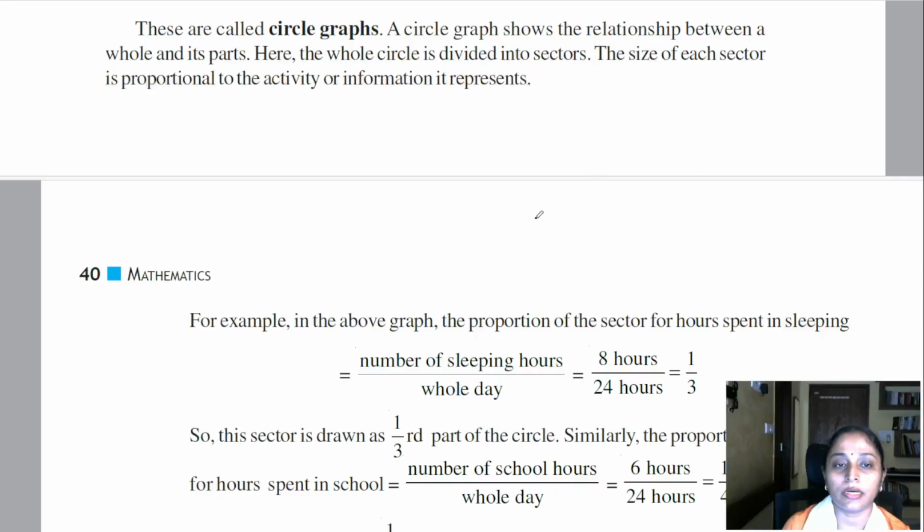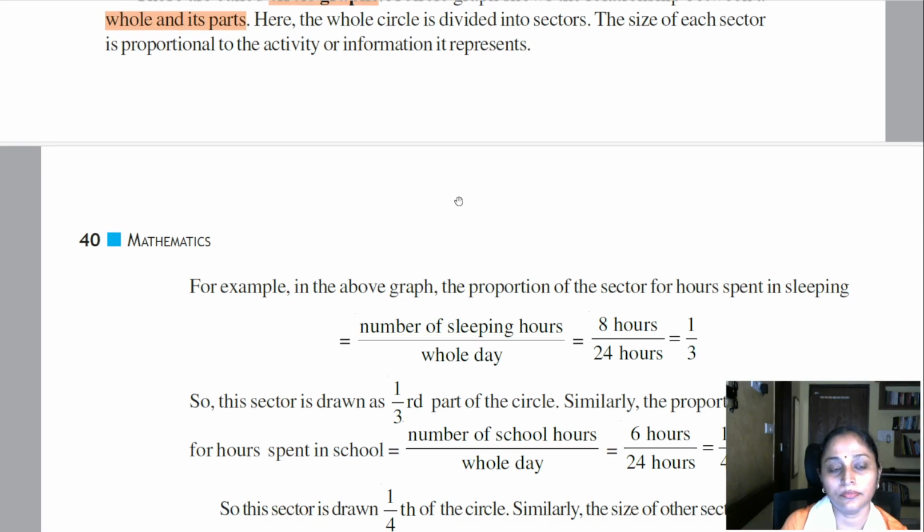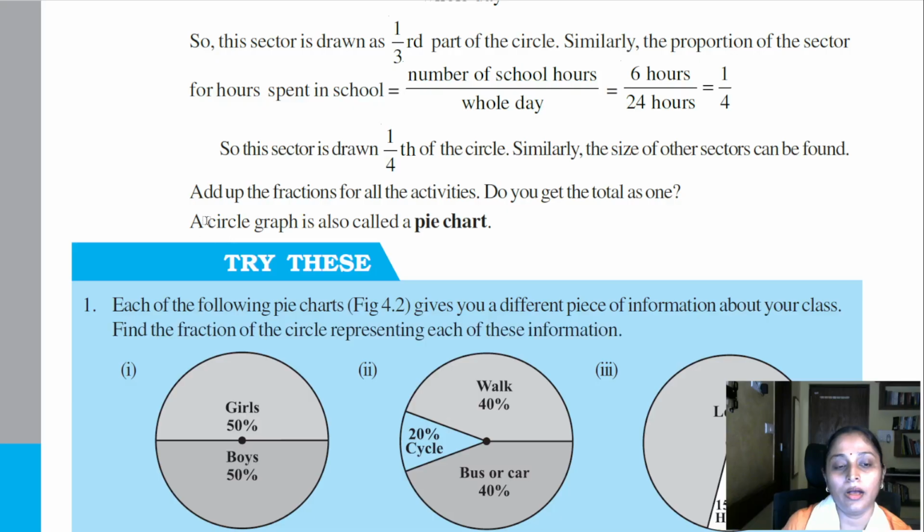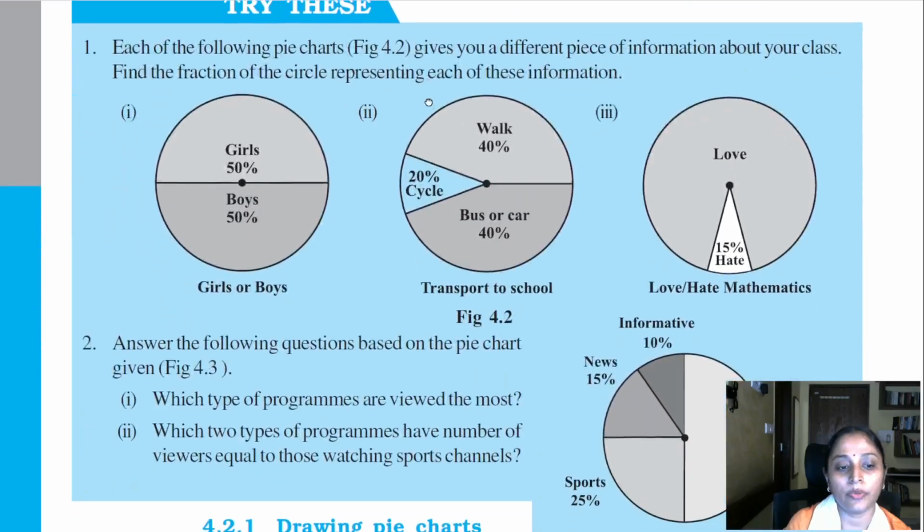So these are called circle graphs or pie charts, like I said. The most important part here is you're going to look at the parts of a whole. That is all the different categories. You are interested in what is the proportion of a particular category in comparison with the total entire whole, right? So that is about a pie chart. So here, as you can see, a circle graph is also called a pie chart. They have given a couple of try these questions.